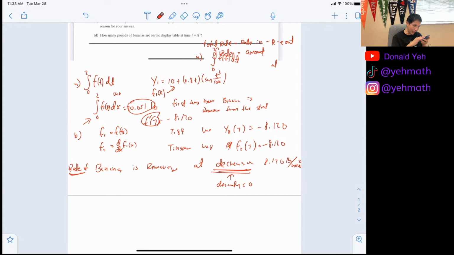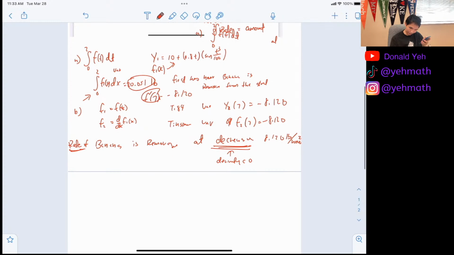So according to the scoring guideline, I think I'll give you a better wording from the scoring guideline. It's probably better. They say after the store being open 7 hours, the rate at which bananas are being removed from the display table is decreasing by 8.12. So not negative, because decreasing implies negative. At 8.120 pounds per hour, which is per hour squared. Because you take a derivative with respect to time, you will get a per hour after that. So it's per hour per hour.